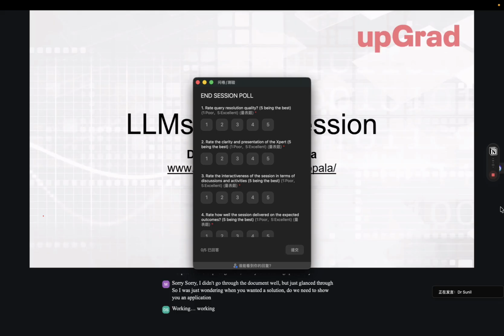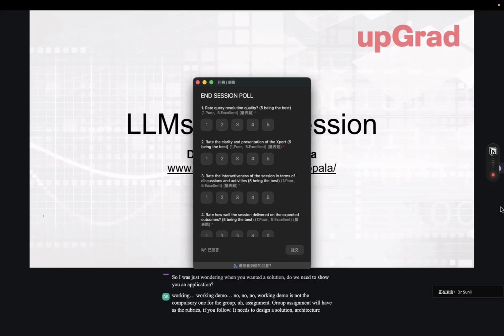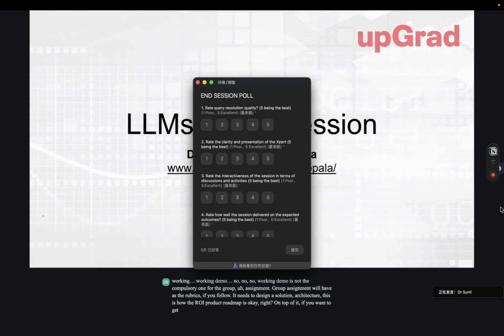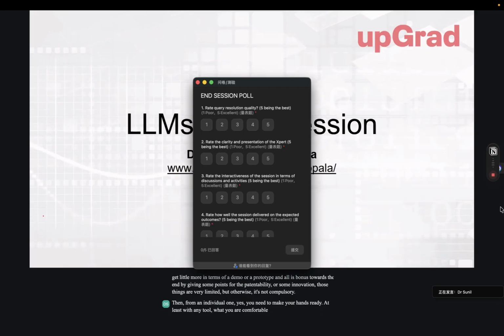A working demo is not compulsory for the group assignment. The group assignment will have rubrics, if you follow. It needs a designed solution, architecture, and how the ROI and product roadmap look. On top of it, if you want to go a little more in terms of a demo or a prototype, that is a bonus towards the end, with some points for patentability or some innovation. Those points are very limited, but otherwise it's not compulsory. From an individual one, yes, you need to get your hands dirty, at least with any tool you are comfortable with. So you need to get the confidence on that.